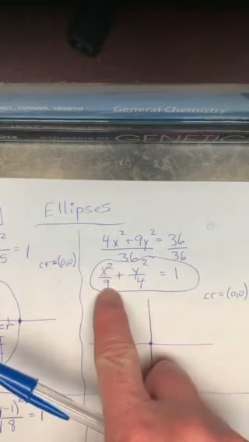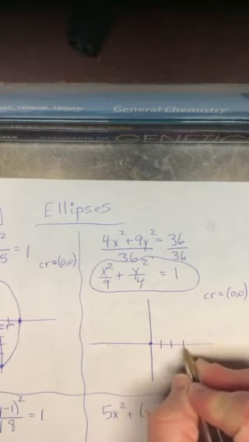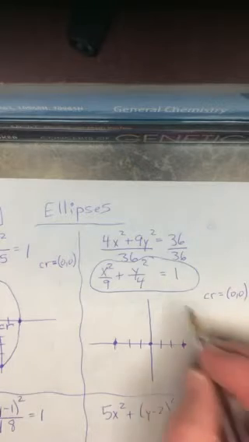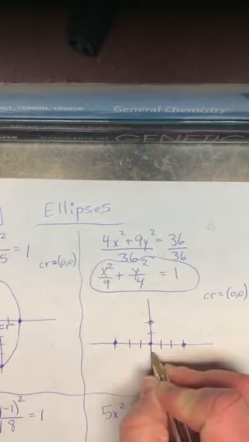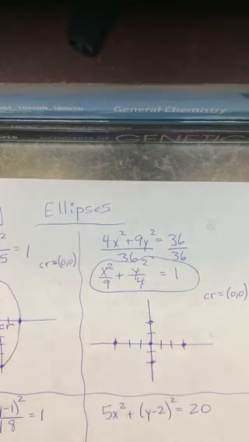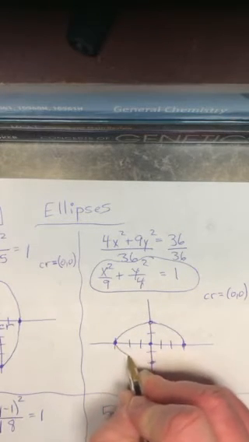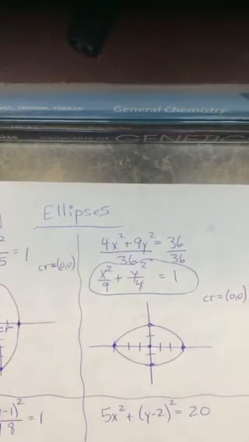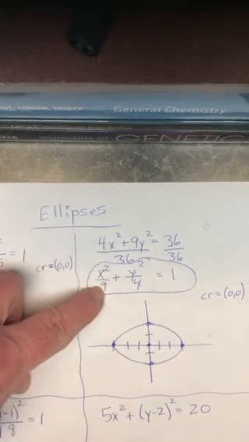The x squared has a 9 under it, so I go to the x-axis and I go right 3 and left 3. The y squared has a 4 under it, so I go up 2 and down 2. I square rooted, of course, both those numbers. Connect them up. I again have an oval or egg shape. It's elliptical in shape, but it's a horizontal ellipse because the bigger number was under the x.